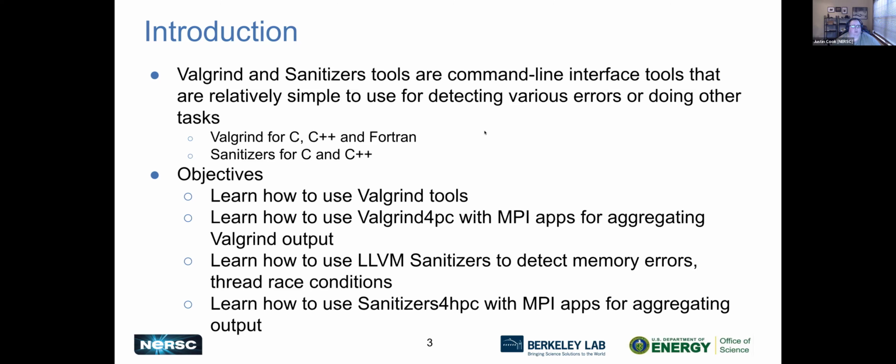Today our objectives are to learn how to use the Valgrind tools, and to learn how to use Valgrind for HPC with MPI applications that aggregate the Valgrind output across different apps. We're going to learn how to use the LLVM sanitizers to detect memory errors and thread race conditions. And then we're also going to learn how to use the Cray-based sanitizers for HPC, which does that with MPI applications where it aggregates the output.